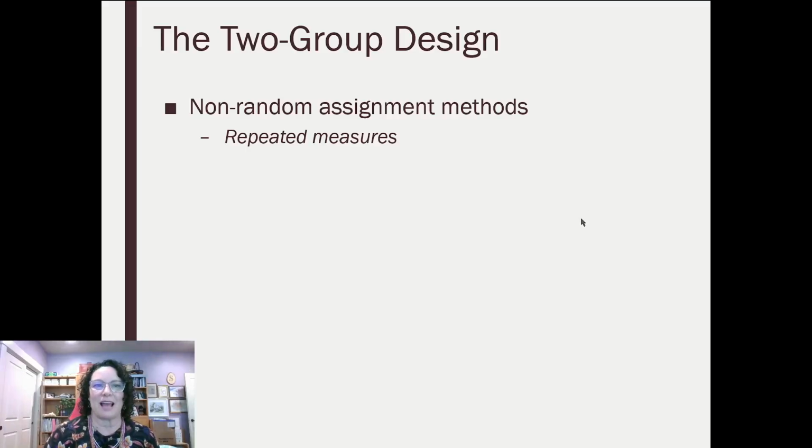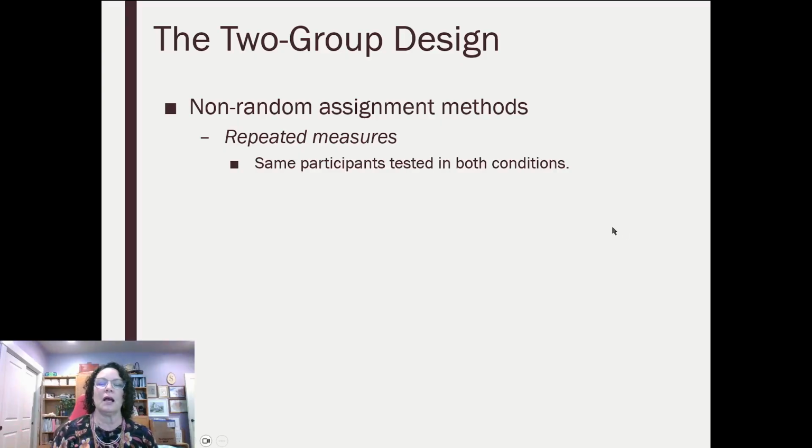All right, so we're back, and now we're going to talk about sort of the opposite of what we had been talking about with random assignment. What are some non-random methods for producing two groups? The best thing you can do, the most powerful thing you can do, is to do a repeated measures design. If it's feasible, given what you're studying, a repeated measures method is really awesome. What you do is you test the same people in both conditions.